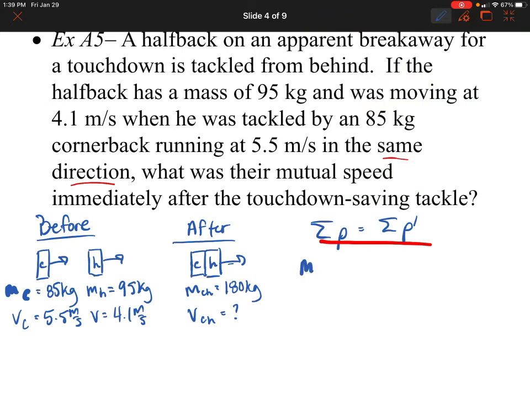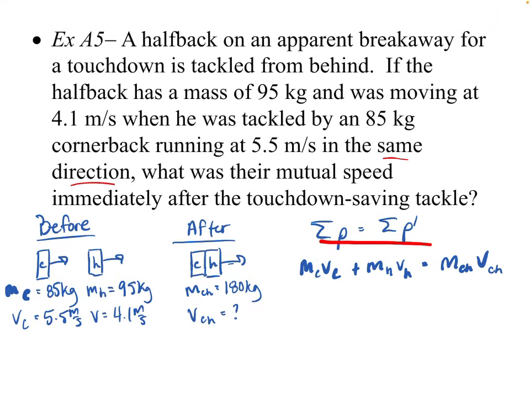Okay? So that means that their individual momentums before, the momentum of the cornerback plus the momentum of the halfback, should equal their combined momentum afterwards, because they kind of become one unit. But there's still two parts, right? It's still a closed system, because there's still an exchange of energy, but there are no external forces. Okay? They are combined afterwards, and so we still have our momentum before equaling our momentum afterwards, because these are the only two parts of this unit.